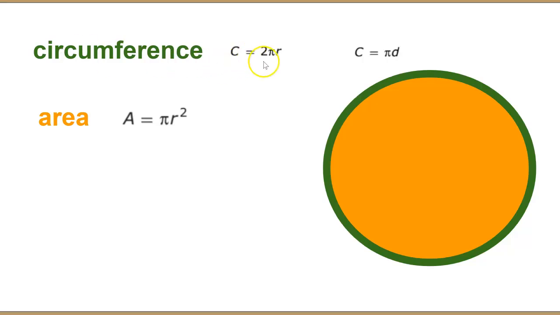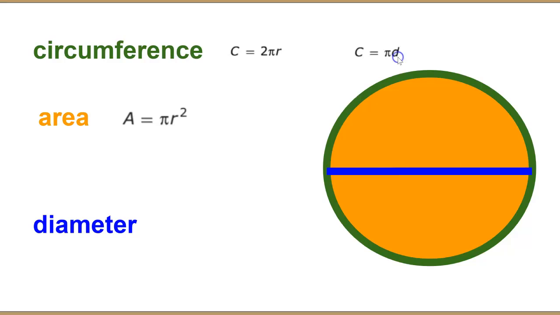Circumference can be found with 2 pi r or pi d, and area can be found with pi r squared. But we have to know what the r and the d represent. When we think about circumference, a lot of times we'll use what we call the diameter. The diameter is the distance all the way across the circle through the center.